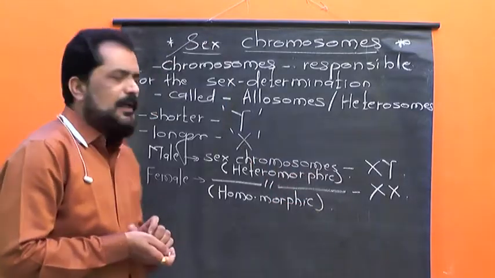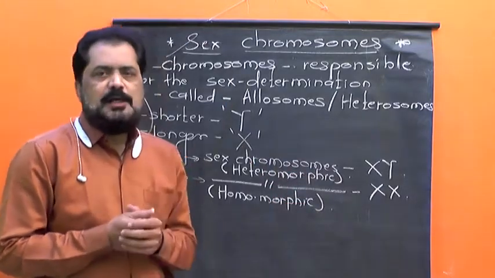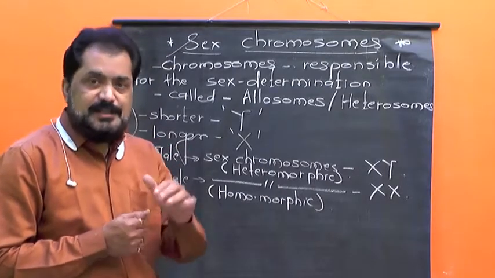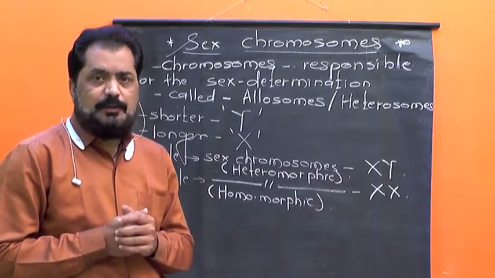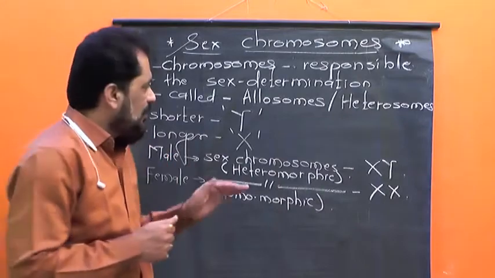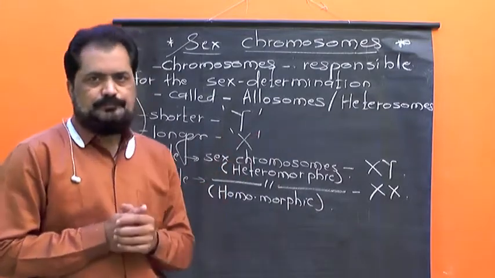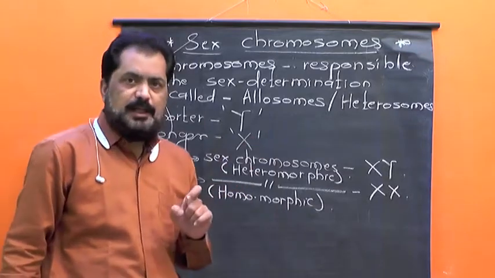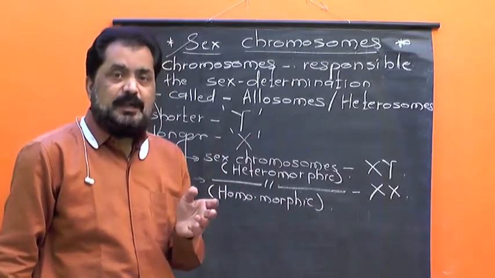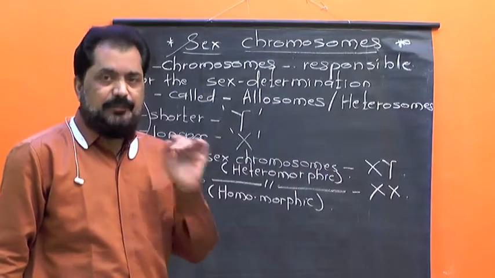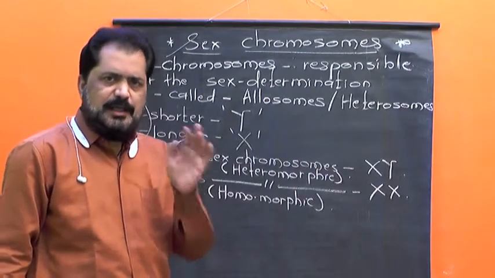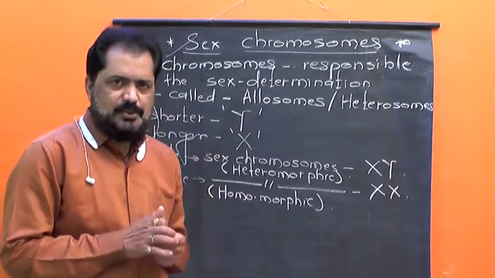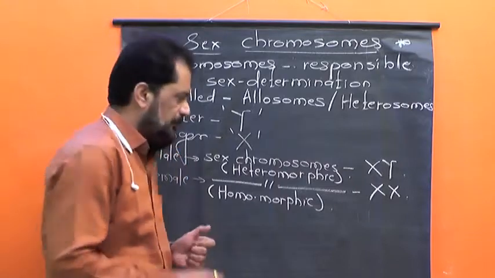Here, we have to discuss a little bit about the physical structure and also a little bit about the genetic structure of X and Y chromosome. We know that X and Y chromosomes are structurally as well as genetically different. Let us talk about the basic difference between them.